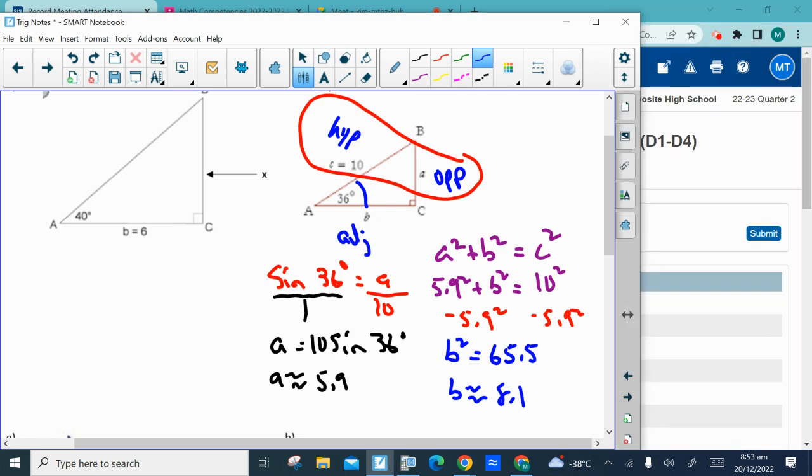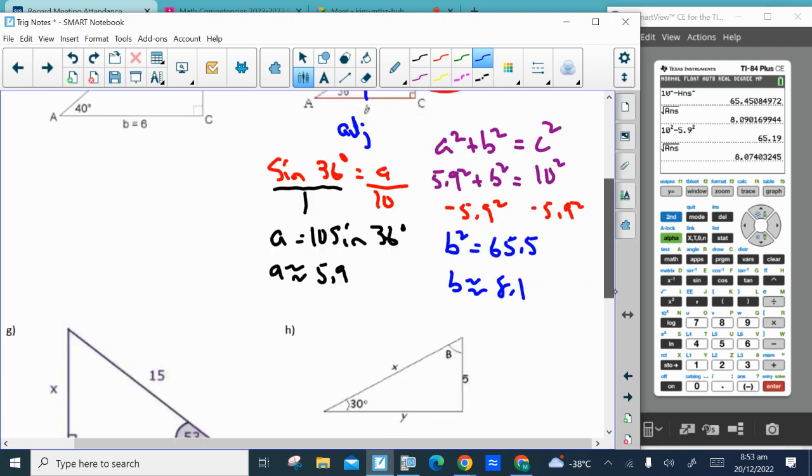We always keep these numbers in our calculators. Only round off the final answer.